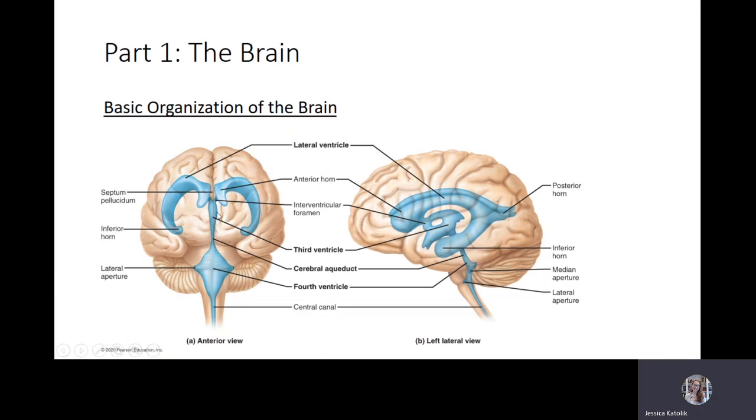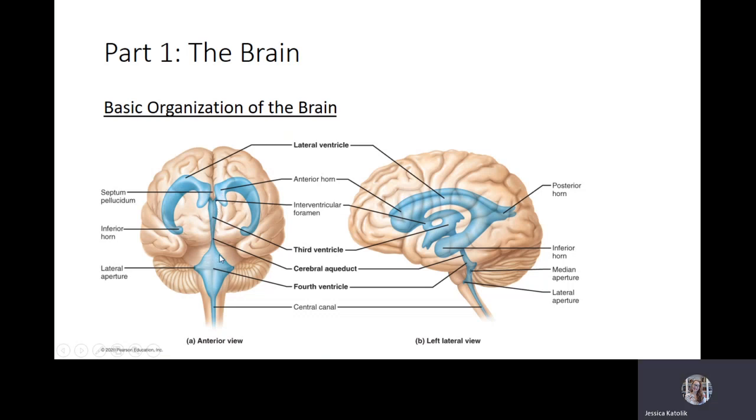The middle one that is located here is called the third ventricle. These used to be called the first and second, so that's why this is called the third ventricle. And as a result of that, that third ventricle is going to be within the diencephalon. The lateral ventricles and the third ventricle are connected by the interventricular foramen, and this allows for cerebral spinal fluid to flow from the lateral ventricles into the third ventricle.